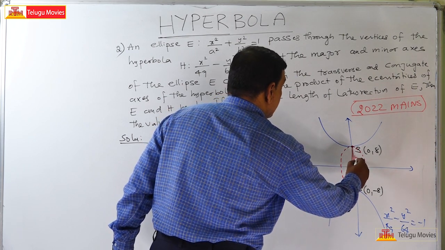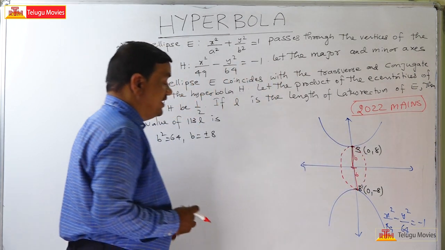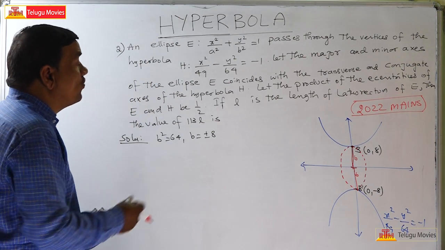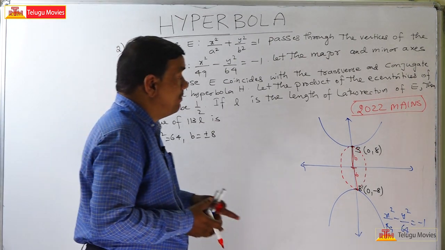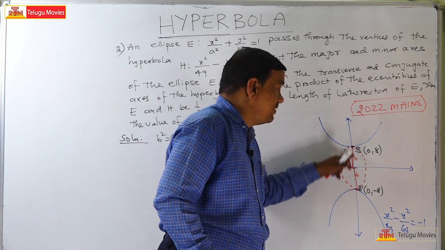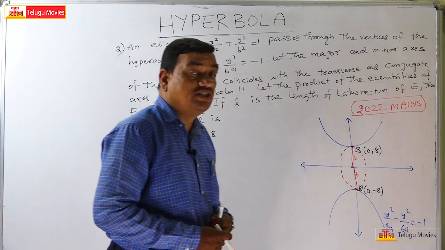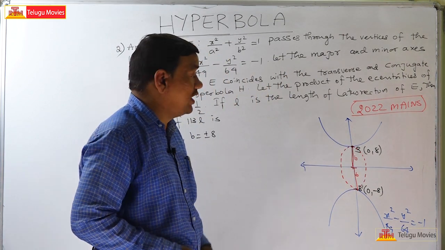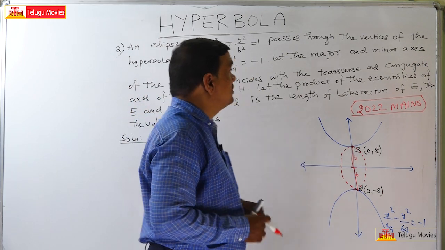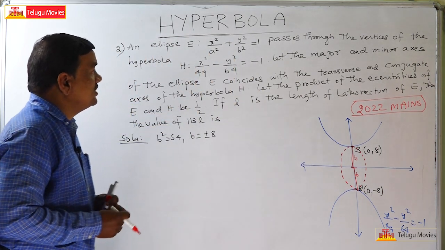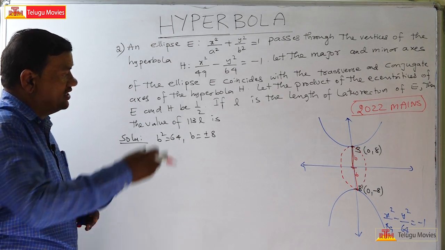So this we call it as b and this we call it as e. Therefore, for this, the sum of the, so length of the major axis is equal to 8 plus 8, 16. Therefore, b is equal to 8. Okay now. For this also, it passes through the vertices of the hyperbola. Just it passes through.